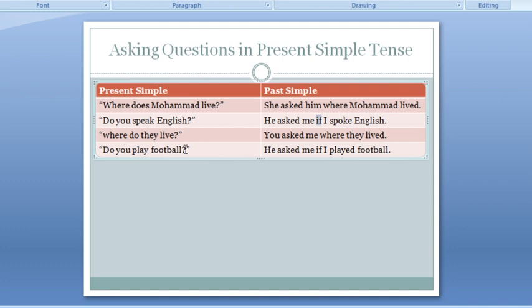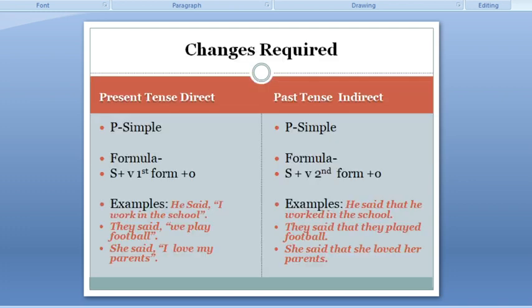"Do you play football?" Again, uncertainty. He asked me if I played football. He is asking, okay, he doesn't know whether you play or not. So in this case, we'll be using "if." He asked me if I played football. So we'll be using "asked" when we ask the question in present simple tense. So this is about changing tenses, or direct speech from present simple tense to past simple tense, from direct to indirect speech or reported speech.